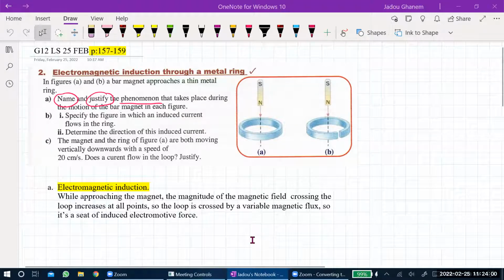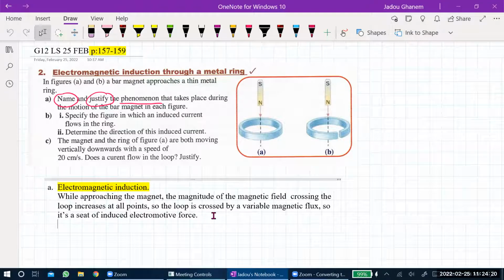If there is anyone else typing an answer, please be quicker. I'll wait 5 seconds and then start my answer. Okay, great. Let's start with the first part, part A. Not part A, I mean part B, number 1. So B, I: specify the figure in which an induced current flows in the ring.